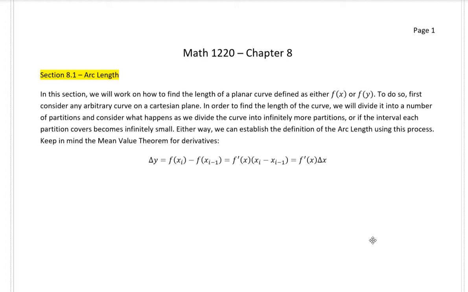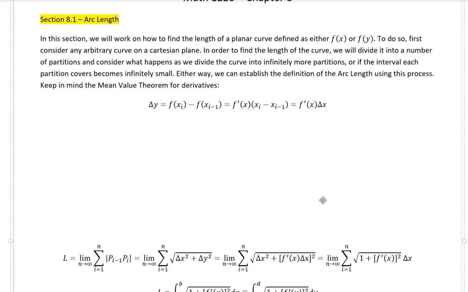However, first to do so, what we're going to think about is how we would partition some sort of a curve in order to come up with the formula for an arc length. So I'll get to this calculation in a moment. However, we're going to think about how we would split this up. And what we're also going to keep in mind for when we get to the calculations is the mean value theorem for derivatives, which I have written out here.